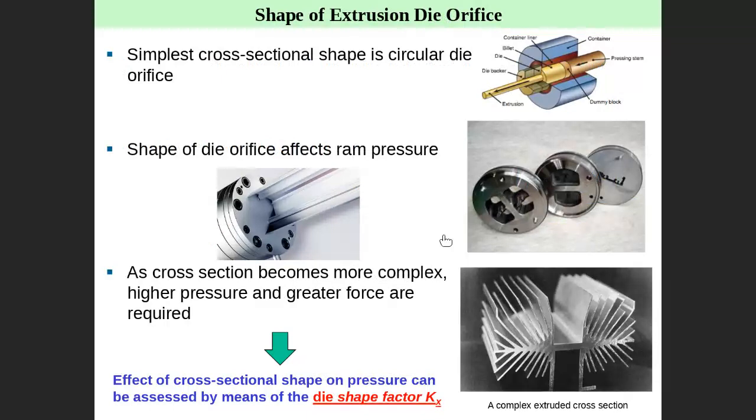So next, shape of extrusion die orifice. Whatever analysis we did previously was only and only for a simple shape, which is a circular shape. All the analysis we did previously and the equations that we described earlier for extrusion were exactly for round cross section, only and only solid round cross section, as you can see here.